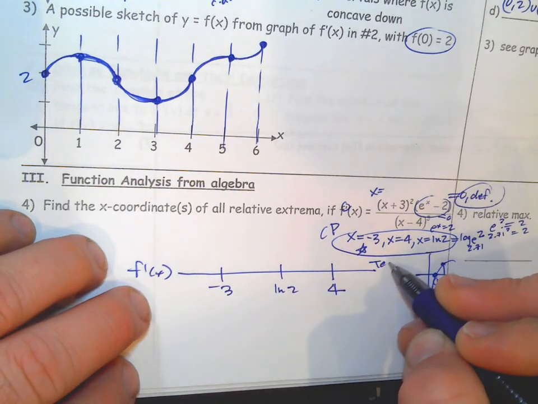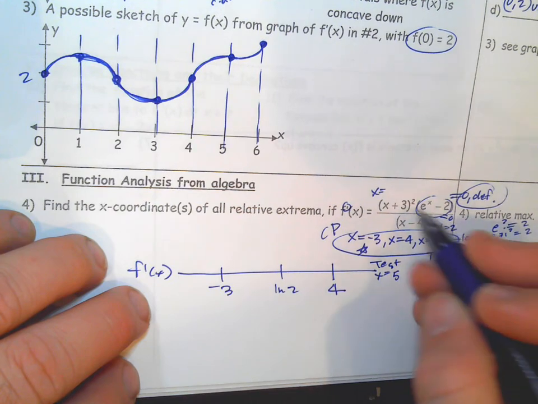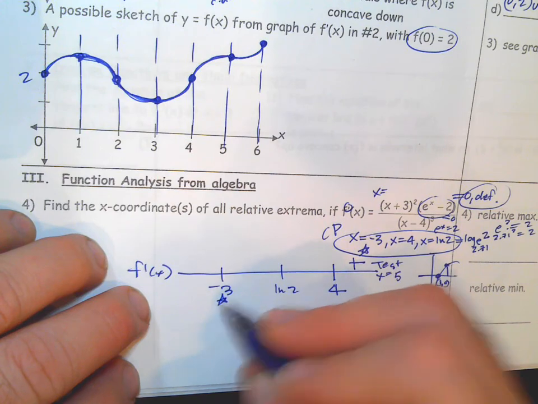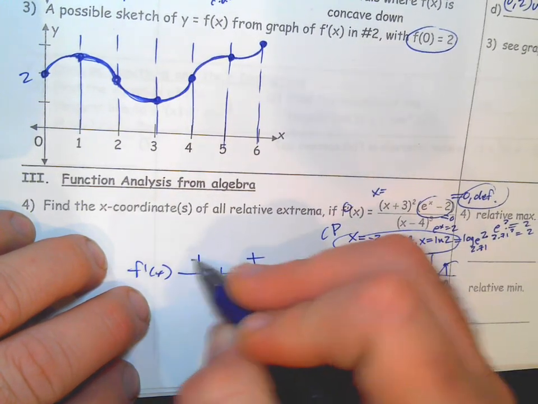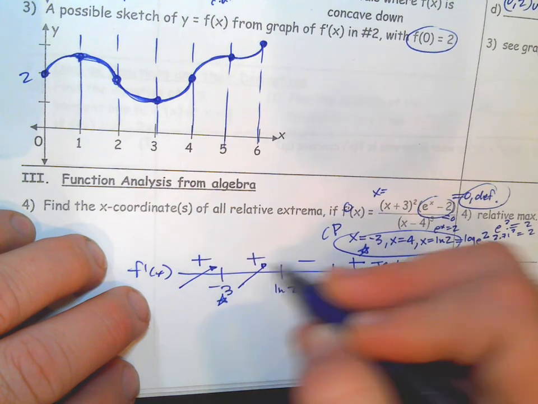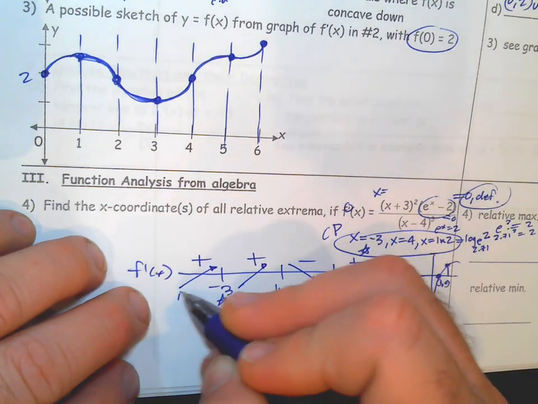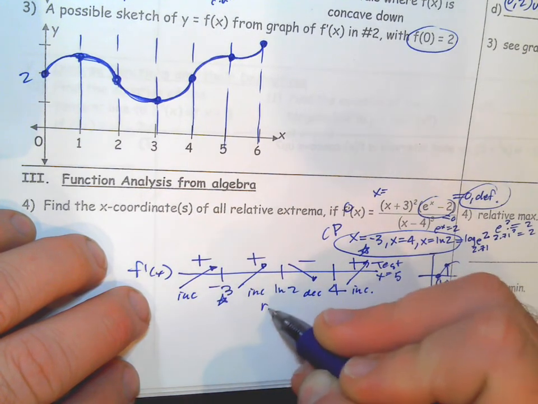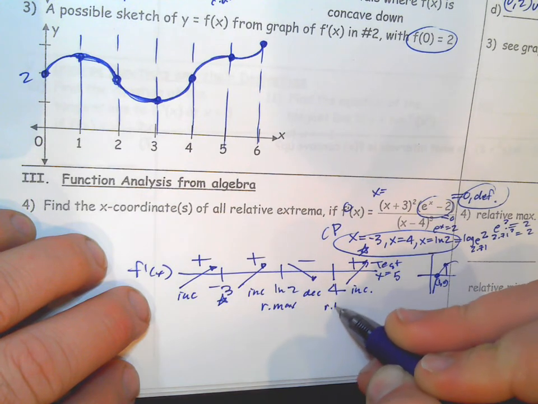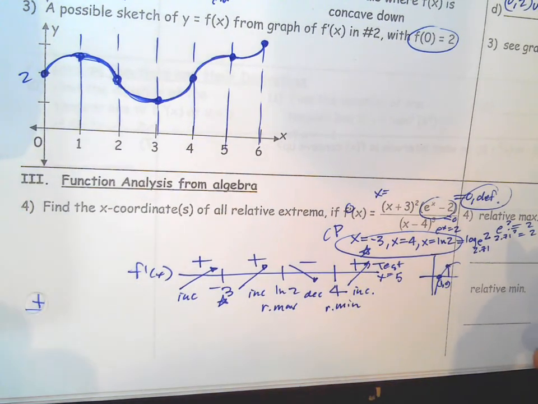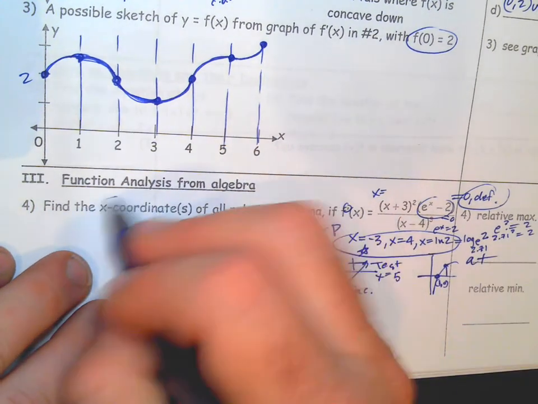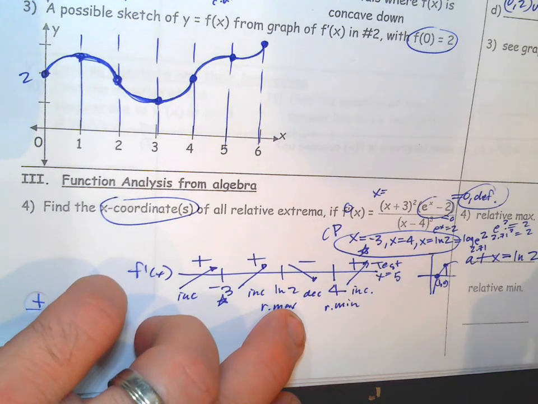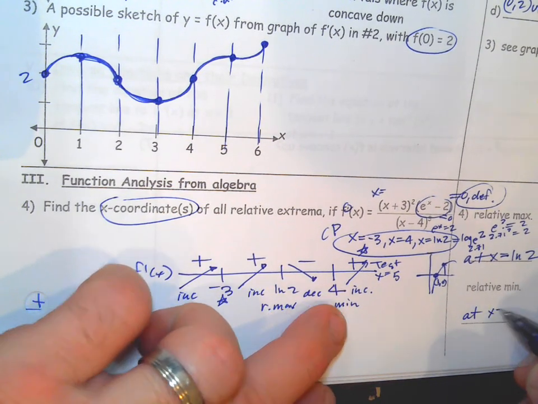I'm going to test a value. X equals 5: positive, positive, positive, everything's positive. Right? Watch out for this guy. Positive, negative, positive, positive. So I like to draw little arrows on these. So this is increasing, increasing, decreasing, increasing. This is a relative max. This is a relative min. So lots of good stuff. So the relative max is at, I'm just trying to find the x-coordinates, x equals the natural log of 2. And the relative min is at x equals 4.